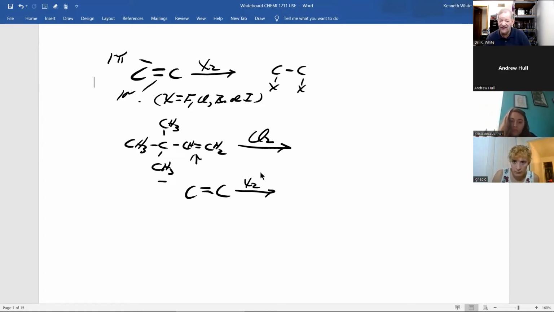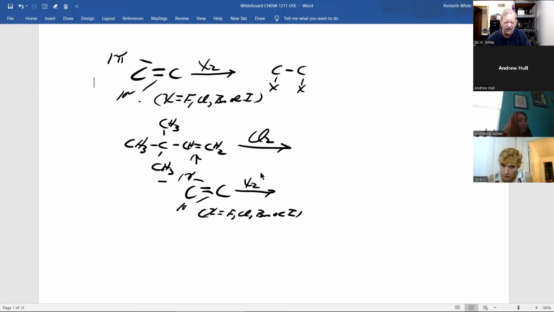By the way, chlorine, halogen gases are nasty things to work with. I know I have in the lab. And here, X could be fluorine. In our case, it is chlorine, bromine, or iodine. And remember, you have one pi bond and one sigma bond. You break the pi bond, and each carbon of the double bond gets a halogen.